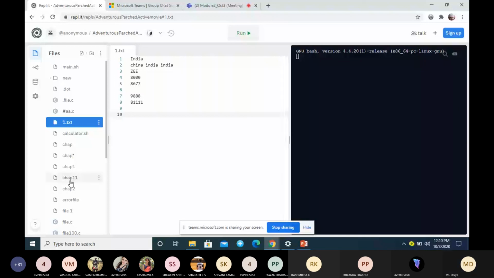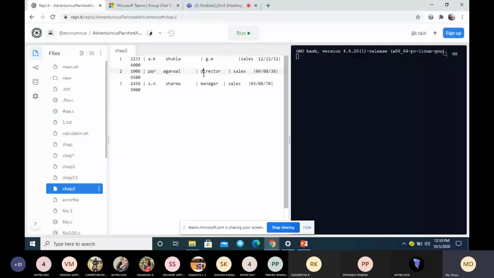So here, these are the salaries of the persons. It is around 6,000, 6,500, 5,000, and so on. I want to match all the lines which have a salary between 6,000 and 7,000, or between 6,000 and 6,999.